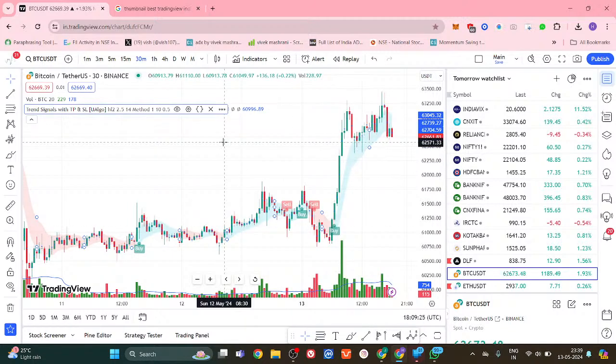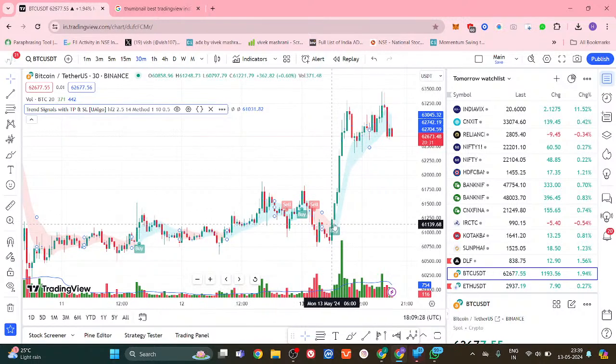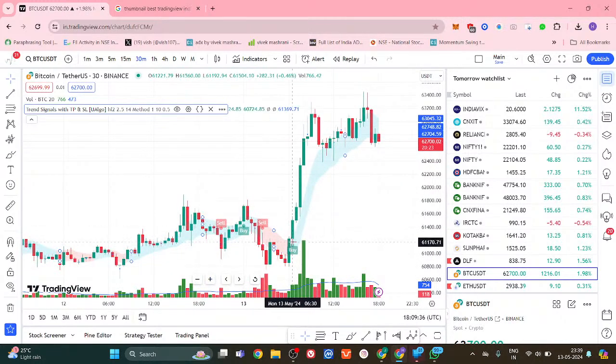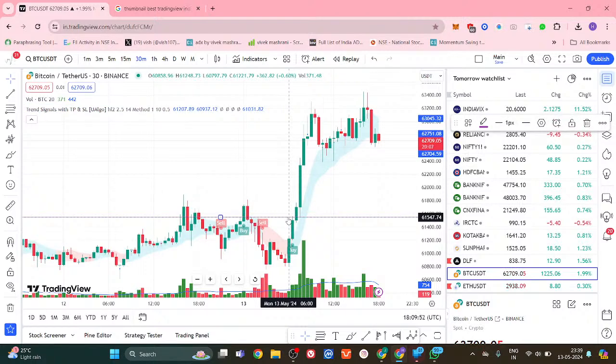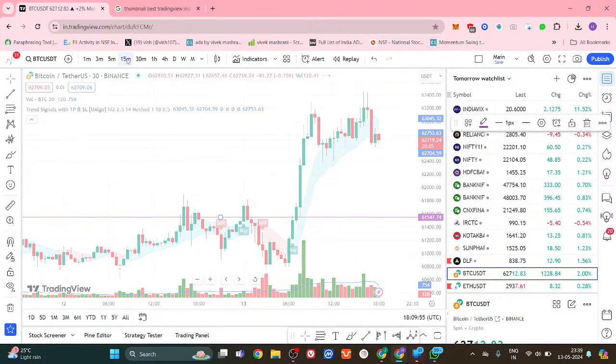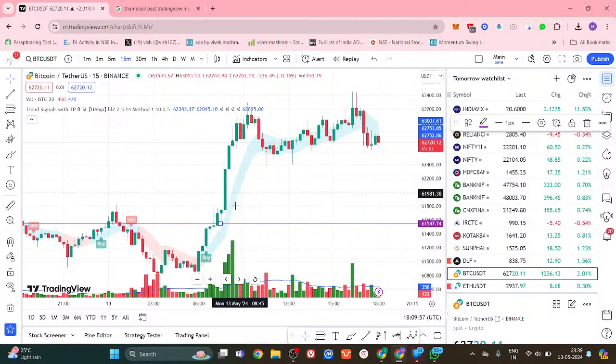Now if you see here, it has given a buy. A very important thing is to look at the candle on which it is given. So are you going to buy at this candle? No. The moment it gives a buy, mark the high of this candle. Then go to the lower time frame, maybe 15 minutes. Now I'm in 30 minutes. Go to 15 minutes. Whenever it crosses this high, we will buy.